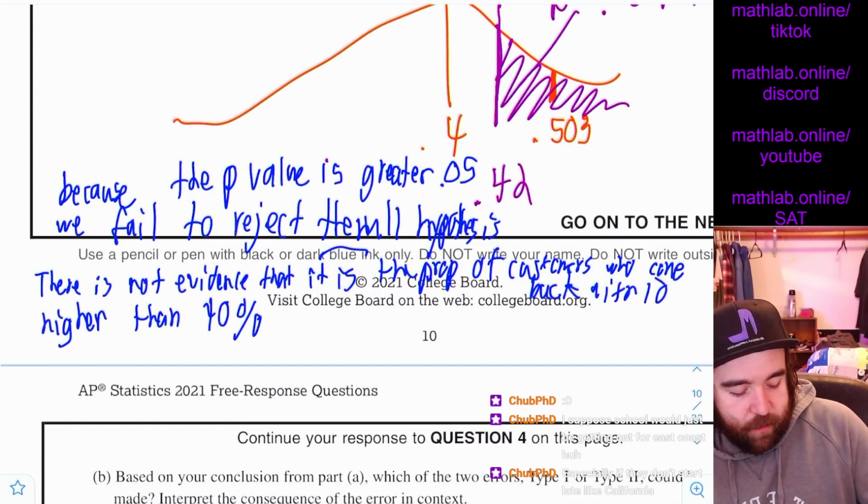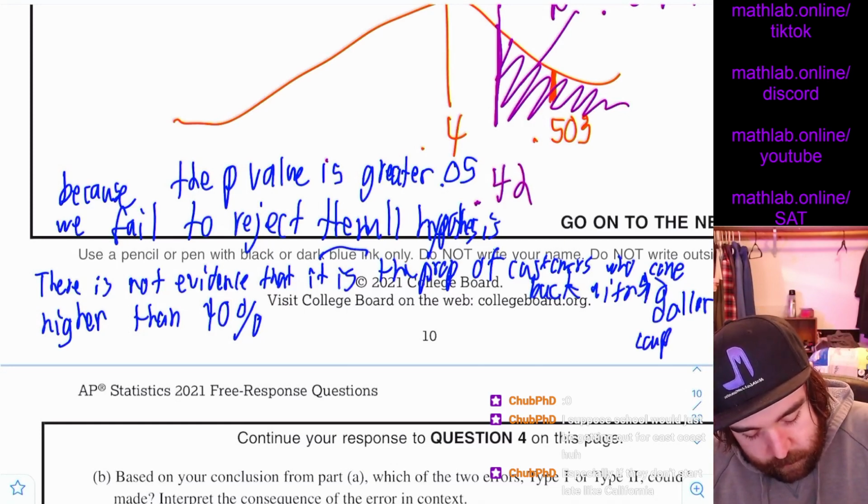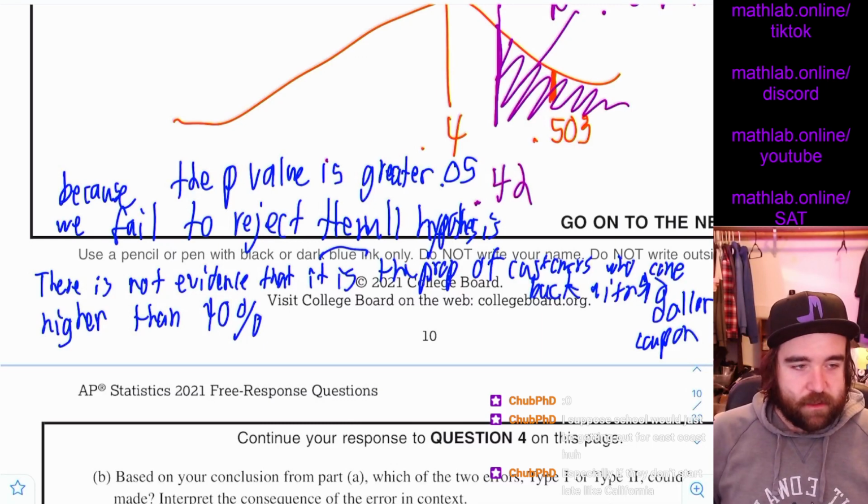I would probably write a lot more if I was actually doing this. I'd probably write just all the words that I'm saying, just to make sure I got everything right. But I feel like that's still good.